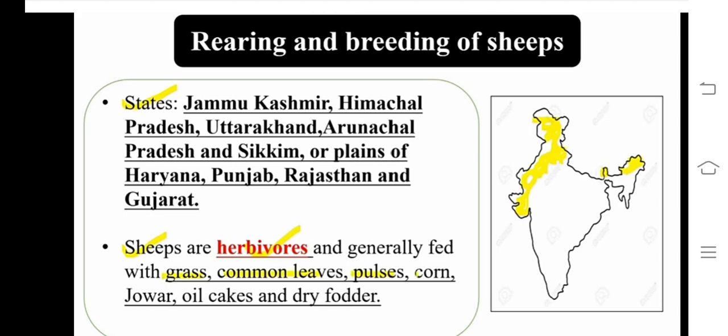Yes or no? So why? Because sheep are herbivores. Generally, they feed on grass, a variety of grass. They have high medicinal value, children. So where does this breeding take place, ma'am? So Jammu Kashmir, Himachal Pradesh, Uttarakhand, Arunachal Pradesh, Sikkim, okay, etc.